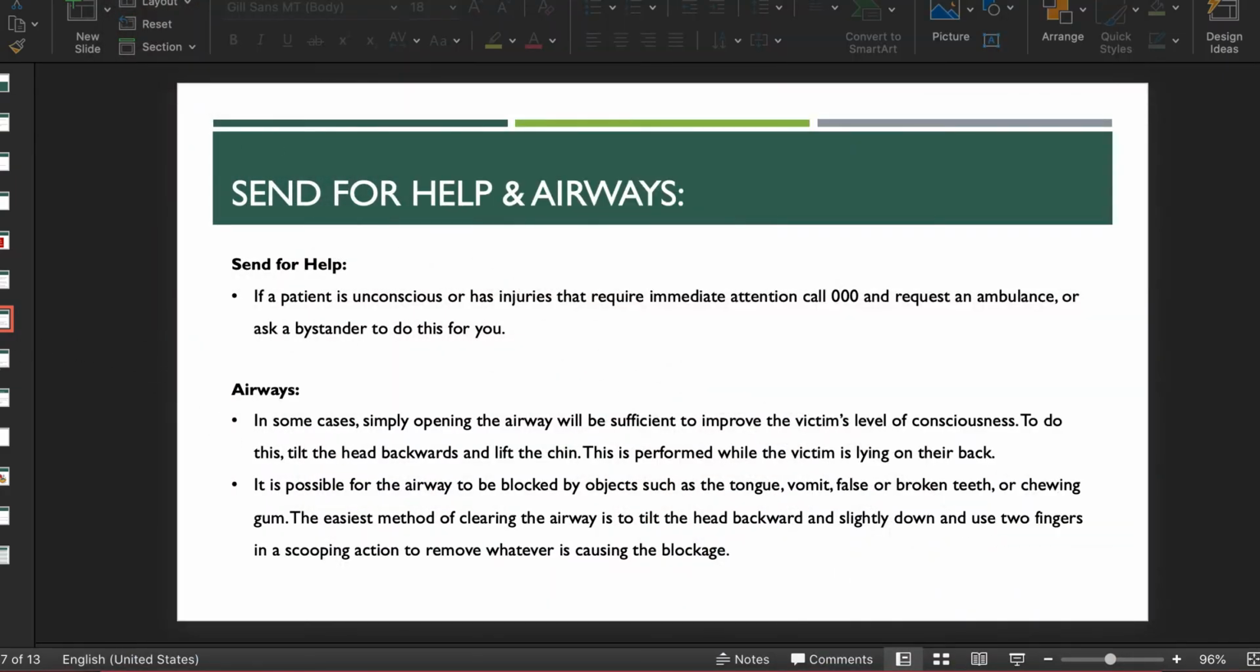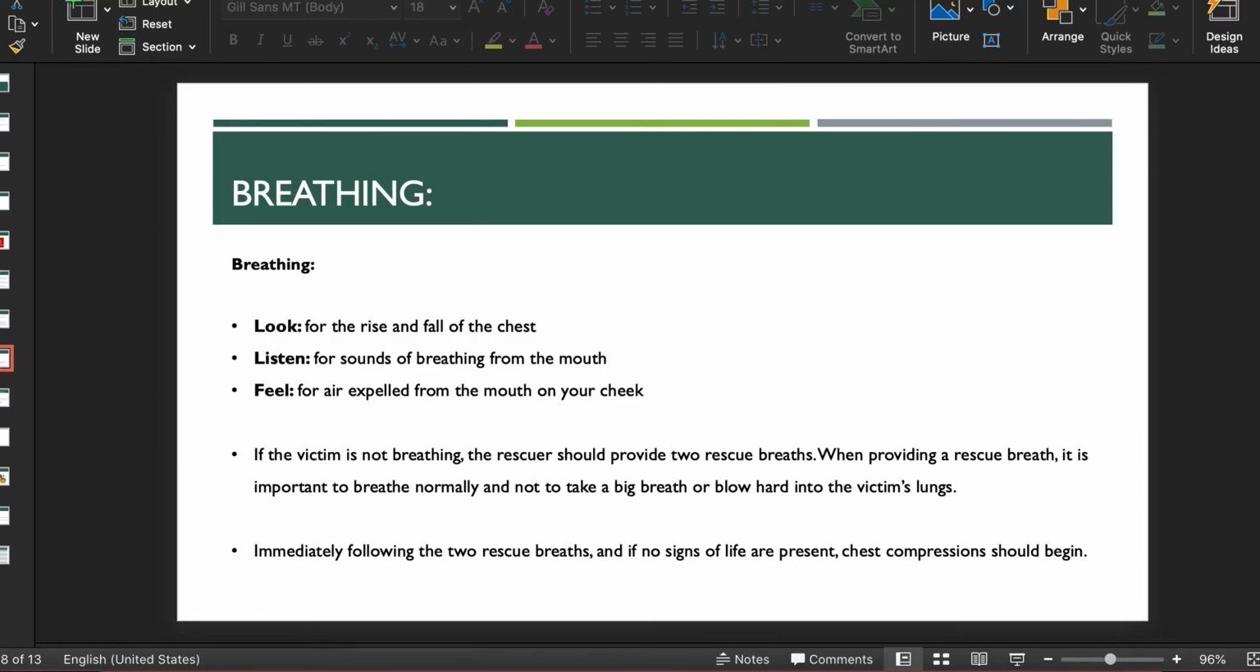So now we've done our doctor's A and we're on to our B. B is for breathing. We want to look, listen, and feel. So you are going to bring your head right down to their nose and mouth. You are going to turn your head sideways so that you are looking towards their chest. You are looking to see if the chest is going up and down, up and down. You are listening with your ear to hear any air coming out of their nose or mouth, and you are trying to feel any air on your cheek from their nose or mouth.